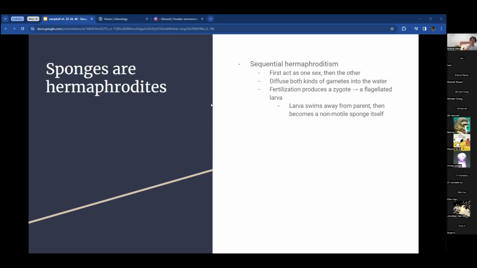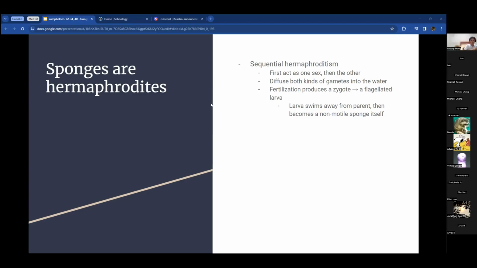When the sponge grows bigger, it can produce more eggs. Yeah, I think that makes sense. Let me know if that doesn't. Yeah, they first act as one sex and then the other. They diffuse both kinds of gametes into the water.